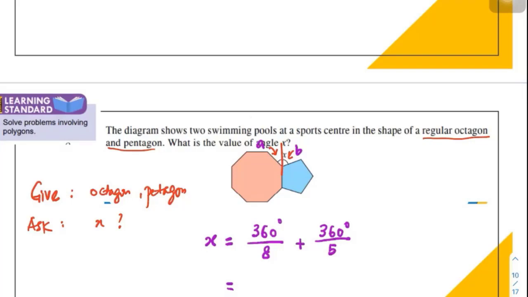117. Okay, so for the first one, 360 divided by 8, what do you get? 45. 45 plus the other one? 72. So the total is 117. This is how you manage to get the value of the angle x. Okay, the rest can understand or not?